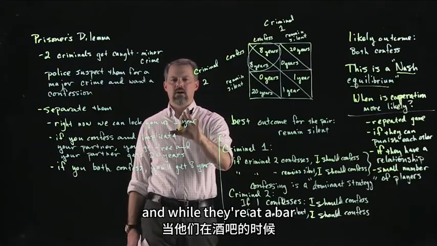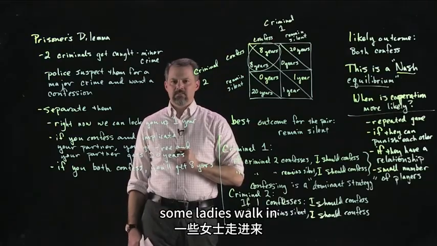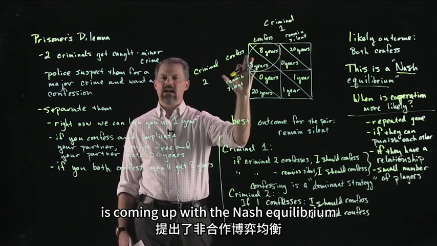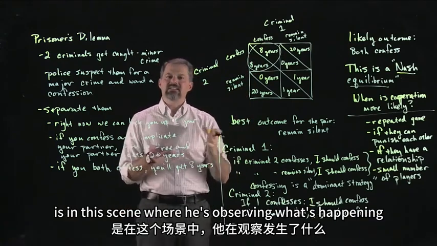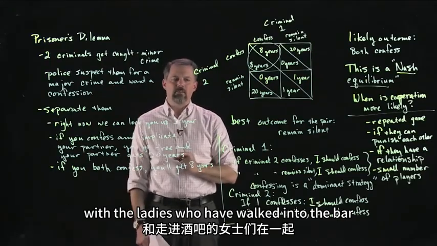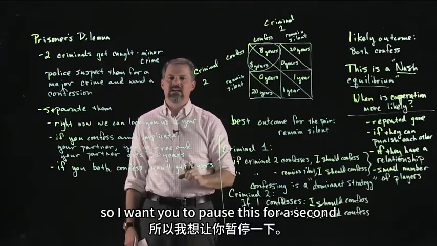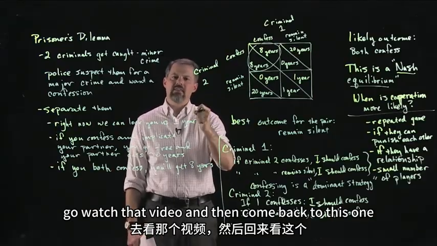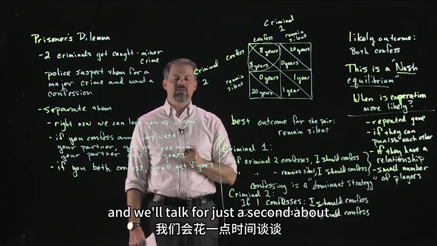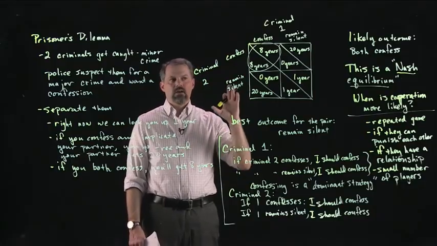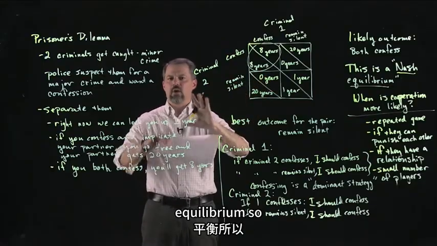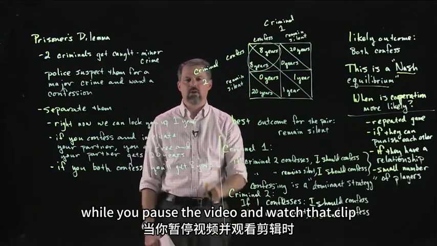And while they're at a bar, some ladies walk in. And the way they portray John Nash as coming up with the Nash equilibrium is in this scene where he's observing what's happening with the ladies who have walked into the bar. So I want you to pause this for a second, go watch that video, and then come back to this one, and we'll talk for just a second about whether or not they do a very good job of illustrating the Nash equilibrium. So I'll clear this off while you pause the video and watch that clip.